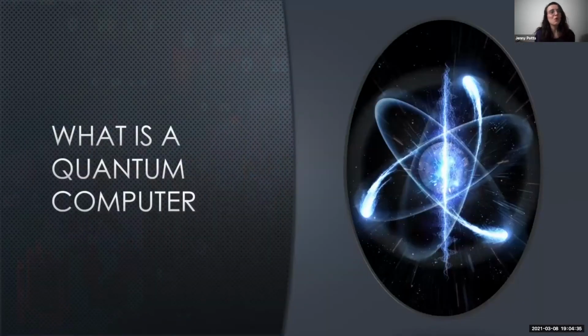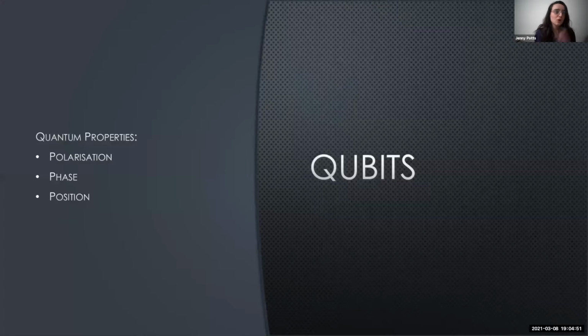First of all, what is a quantum computer? A quantum computer is a computer which stores information using quantum states of subatomic particles. They're going to revolutionize the encryption world as it is. So a quantum computer stores data in qubits, which is the equivalent of linear computer bits. These qubits represent ones or zeros depending on their quantum properties, polarization, phase, or position.